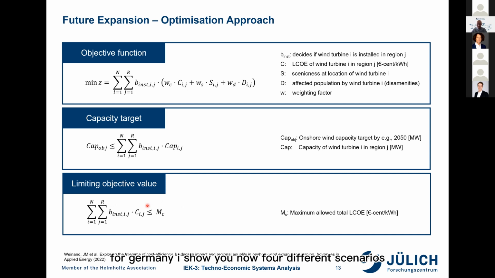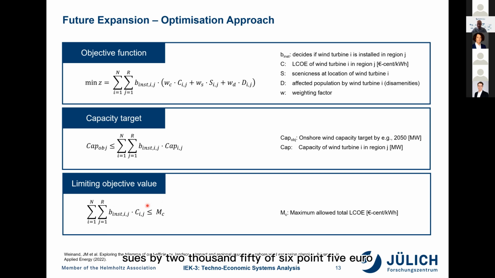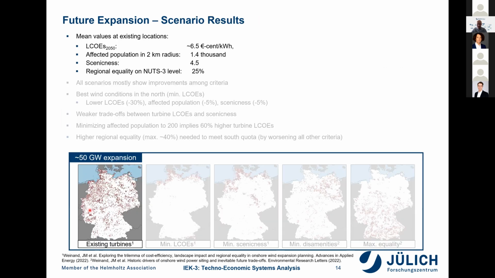For Germany, I show you now 4 different scenarios. First of all, the existing turbines, which you can see here again, are associated with LCOEs by 2050 of 6.5 eurocent per kilowatt hour. 1.4 thousand inhabitants are affected in a 2-kilometer radius on average. The mean scenicness is 4.5, and the mean regional equality in Germany, measured on NUTS3 levels, is 25%.